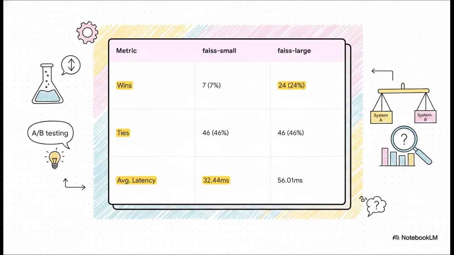But this is where it gets really interesting. If you look at the win-loss record, FAISS Large is the clear winner. It won 24% of the matchups versus only 7% for the small one. But then, look at the latency. FAISS Small comes in at just over 32 milliseconds. That is way faster than the 56 milliseconds for the large one. So now you have a real quantifiable trade-off. Is that higher win rate worth the hit on speed? That's a decision you can now make with actual data, not just a hunch.